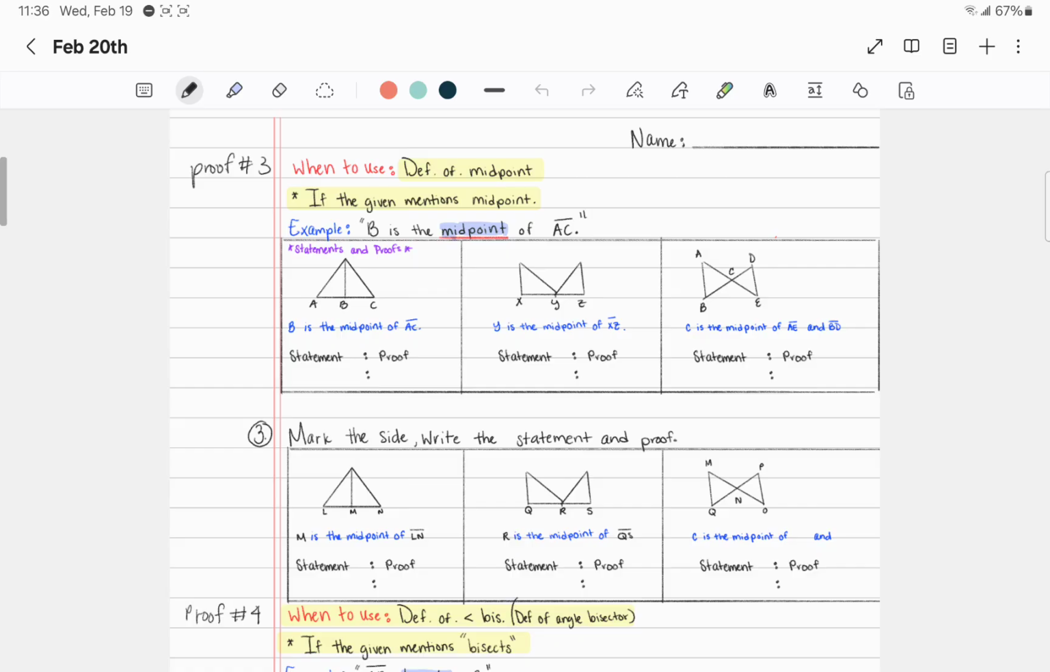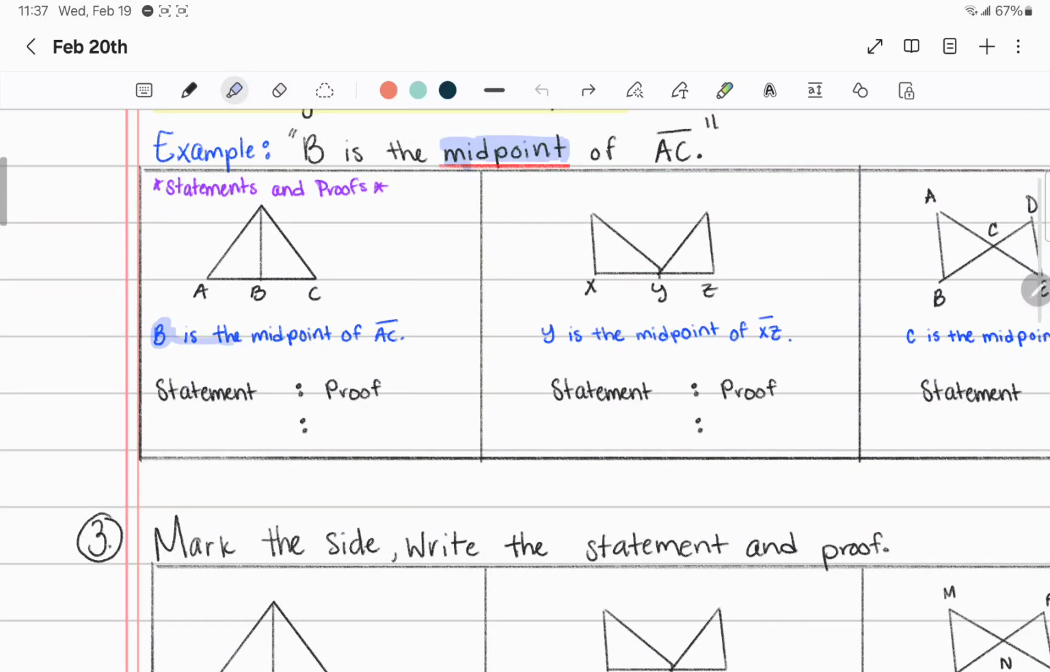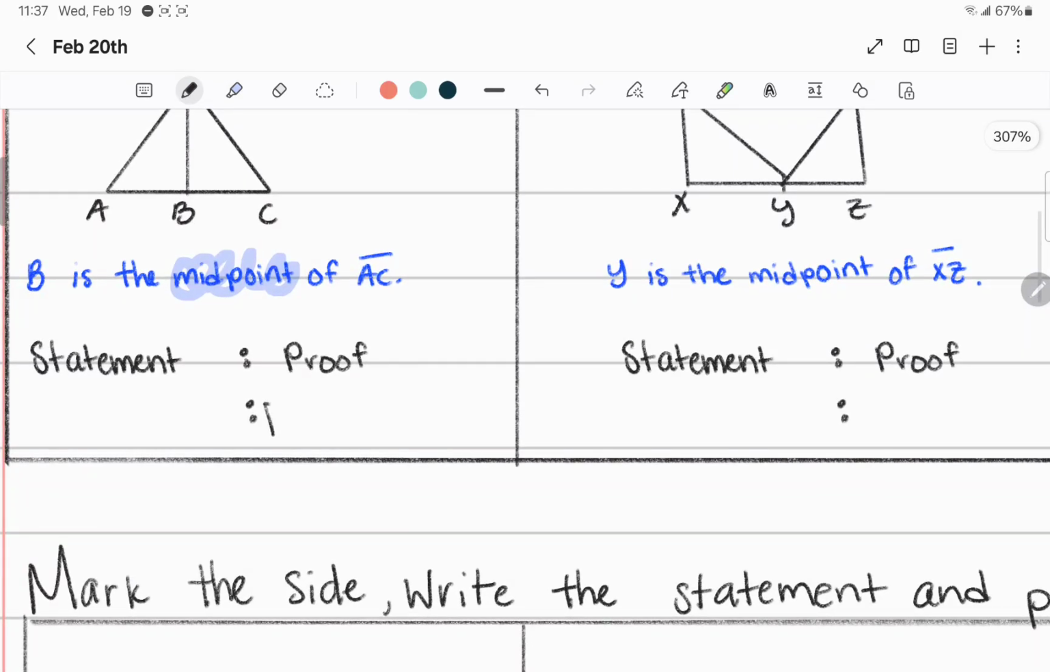So we're doing midpoint, definition of midpoint. When to use definition of midpoint: if the given mentions midpoint. Here's an example of what it would say. B is the midpoint of AC. Obviously it mentions midpoint. So here are some examples. B is the midpoint of AC. So it mentions midpoint, so we would write def of midpoint. Go ahead and write that down.